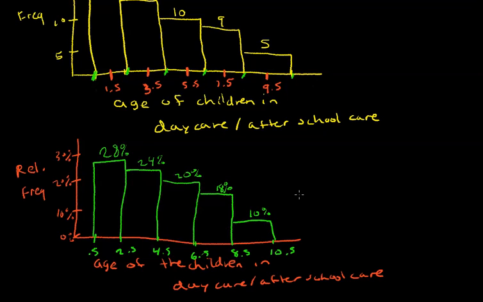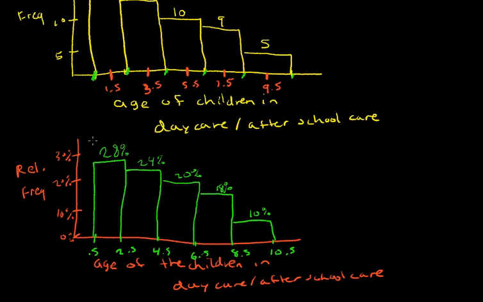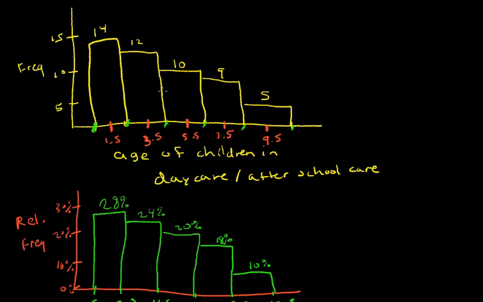Now if we look at the relative frequency histogram and compare it to the frequency histogram, you see their shape is exactly the same. It should be exactly the same if my bars were more straight. They should be exactly the same shape. The only difference is now we have relative frequency instead of just plain frequency.